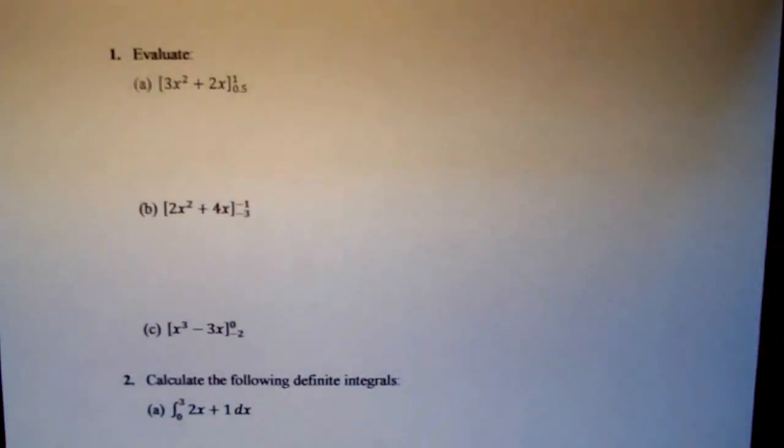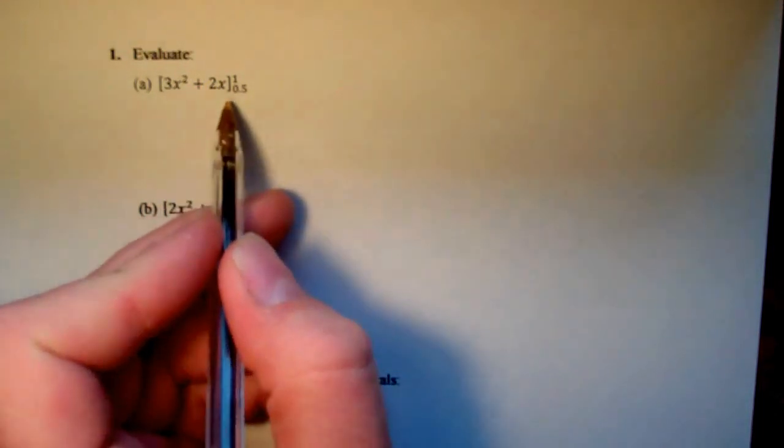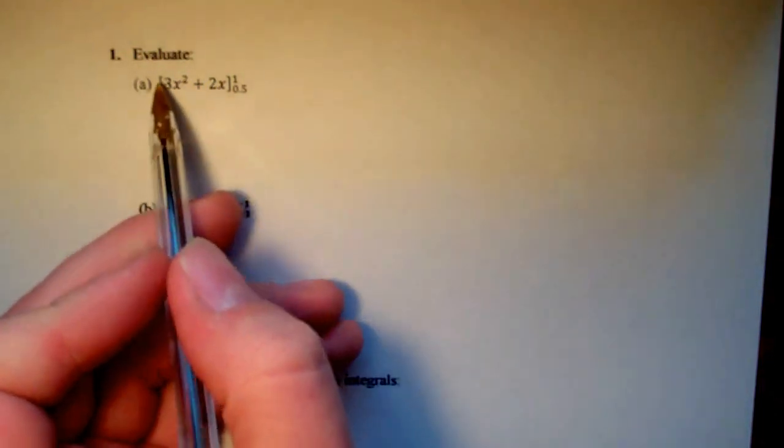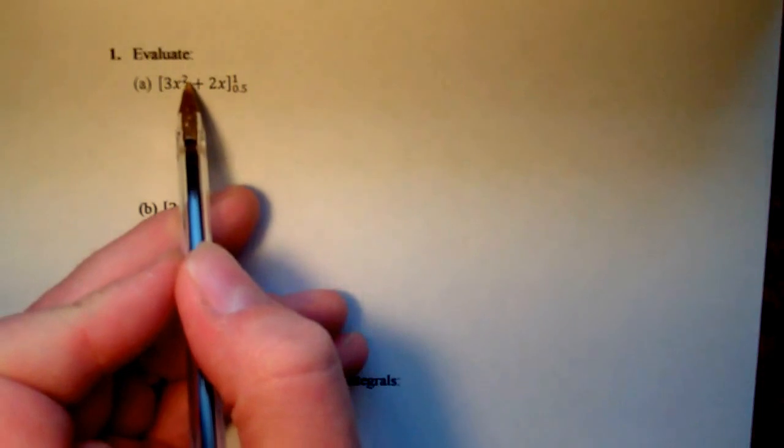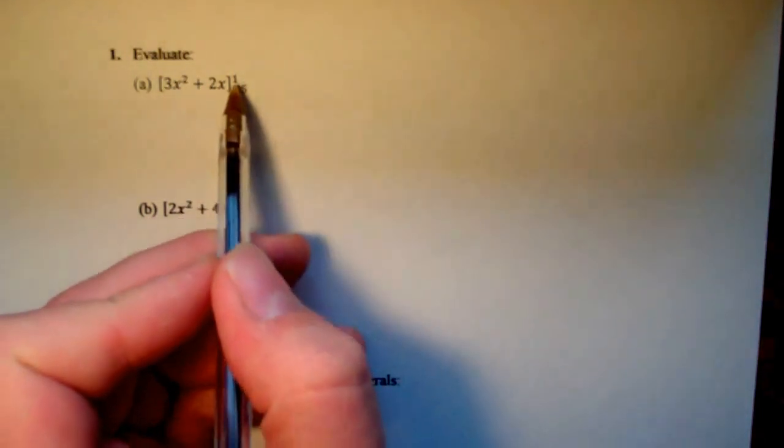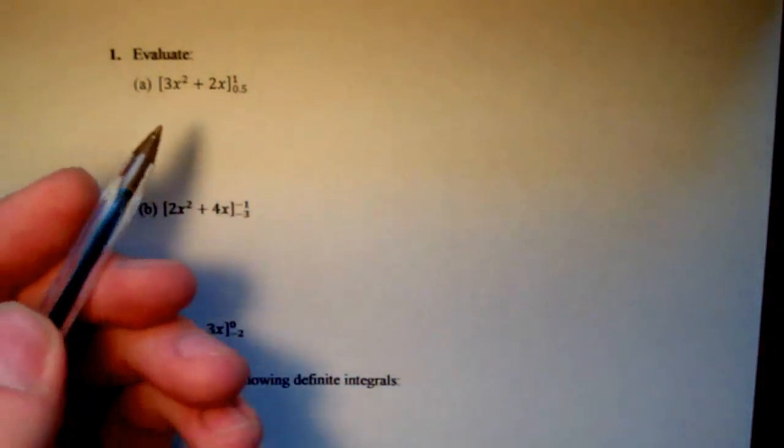Okay, so this is the sheet called Integration Questions 2 that I've been mentioning a few times, and I just want to go through a select few questions. I'm just going to pick 4 of these from numbers 1 and 2. So let's start here with this first one, which is A. You've got to evaluate the square bracket 3x squared plus 2x with the limits being 1 and 0.5.